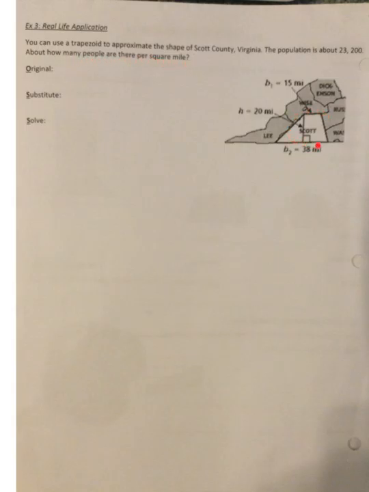All right, so in this whole area here, this is Scott County, Virginia. In this whole area here, which we're going to figure out, there are 23,200 people. We want to find out how many square miles there are. Square miles would give us our area. And then we're going to find out how many people per square mile. So we'll just start with finding the area using the formula we had just used.